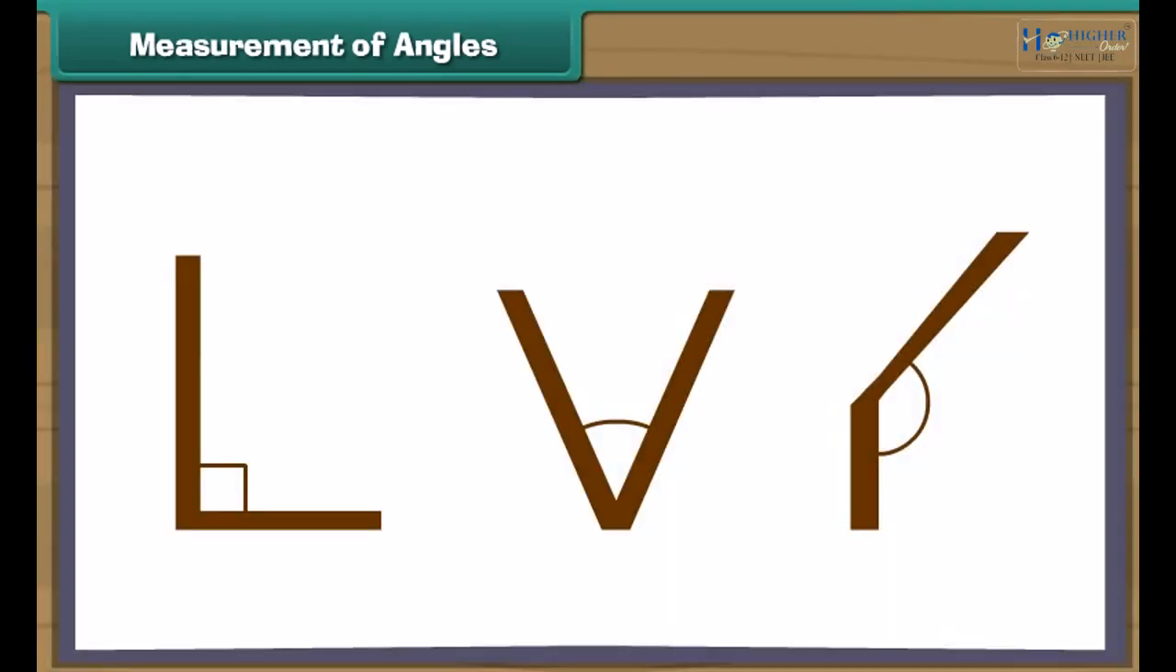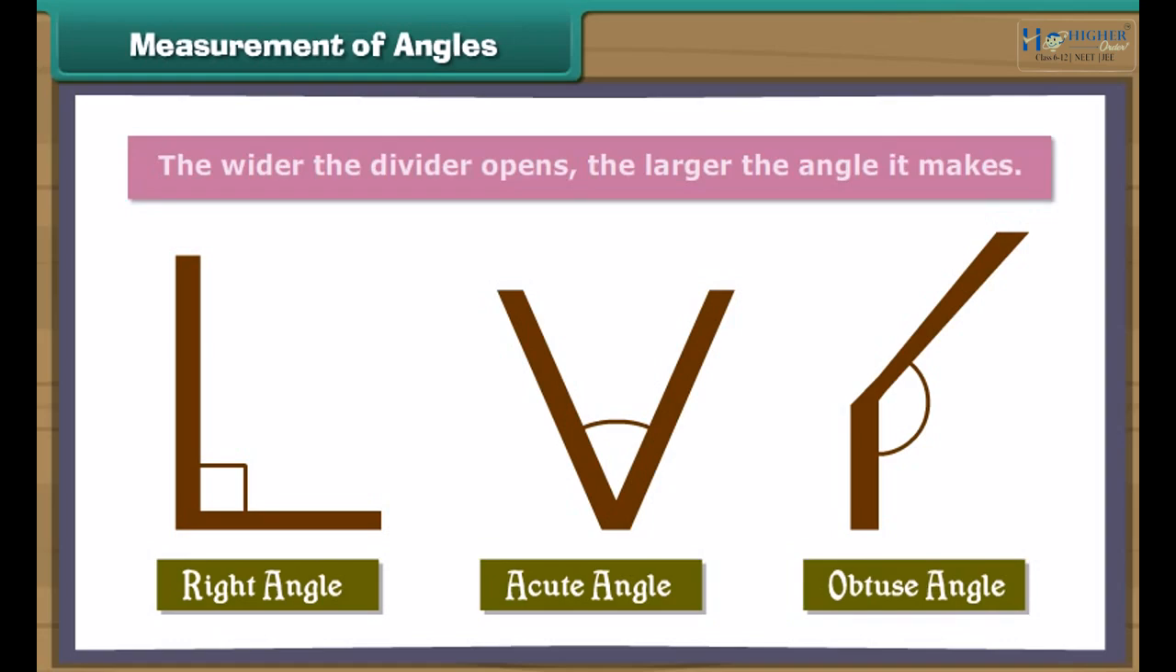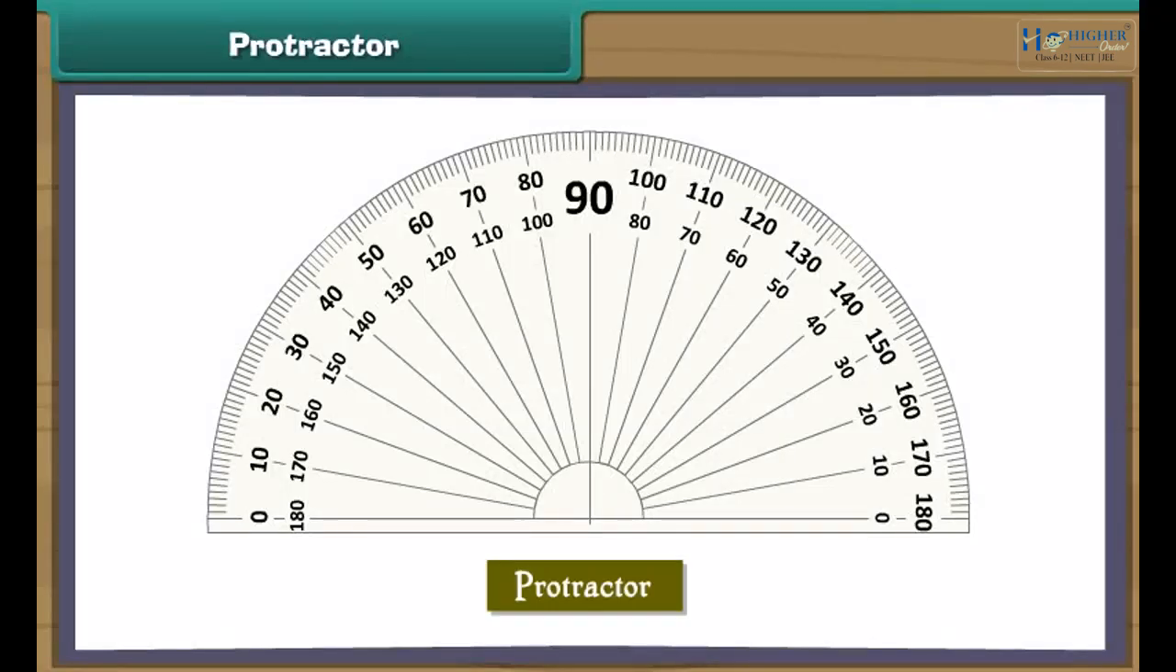Therefore, we can measure a right angle, an acute angle, and an obtuse angle with the help of a divider. The wider the divider opens, the larger the angle it makes. Protractor. Protractor is a semicircular geometric instrument. It has degrees marked on it from 0 to 180.